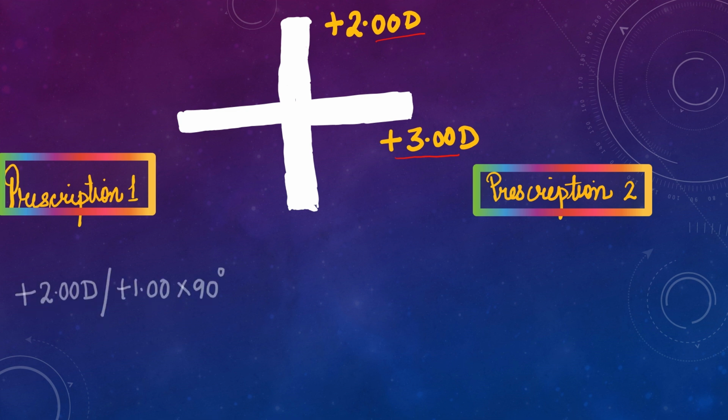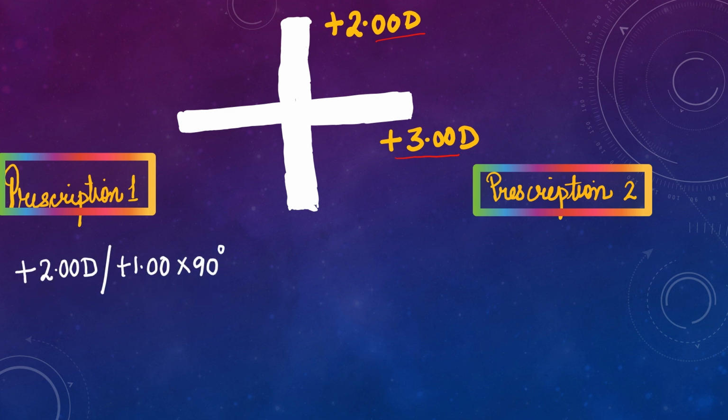In the first form, suppose we take the sphere to be plus 2 diopter. The first prescription can be written as plus 2 diopter spherical with plus 1 cylinder at 90 degrees. Another way of writing the prescription for the same power cross is by choosing the sphere as plus 3 diopter. Now the prescription becomes plus 3 diopter spherical and the cylinder will be minus 1 at 180 degrees. As you can see, both prescriptions represent the same power cross.